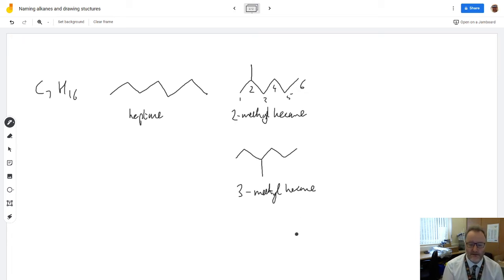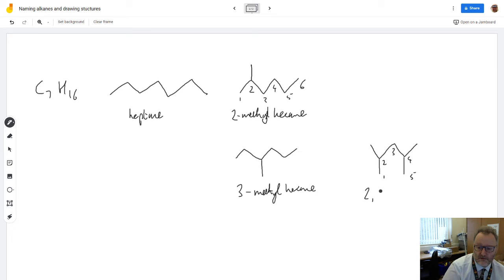Okay, so the number tells us where the branch is. You could have more than one branch, so let's drop the longest chain down to 5, and then I could put a branch on there, and I could put a branch on there. Now, there's lots of ways you could count 5 here. You could go 1, 2, 3, 4, 5, or you could go 1, 2, 3, 4, 5, doesn't matter, as long as it is the longest chain. And you'll see the methyl groups are on the second and the fourth carbon atom in this particular example.